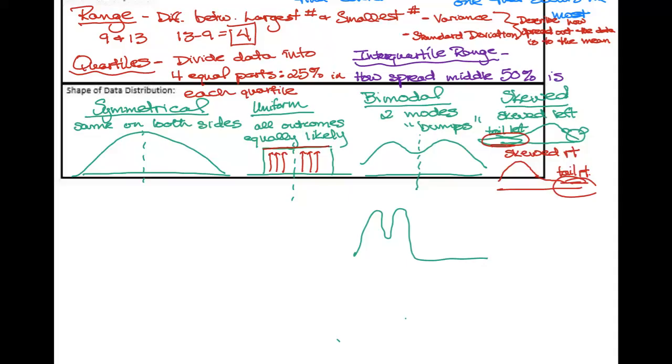Information overload. A lot of stuff. Again, I'm not looking for you to memorize word for word, but we have to have a working definition. You have to kind of know what these represent.